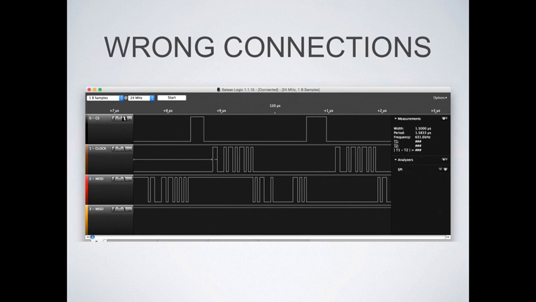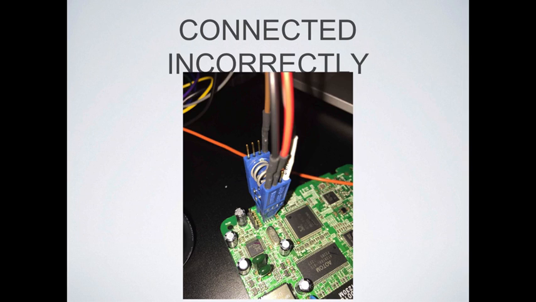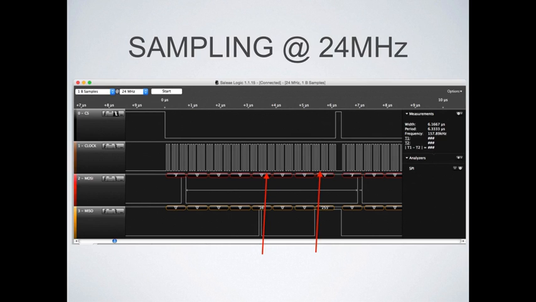It looks like I have the MISO on the clock, and the clock is not even attached. So I had to go back and attach the clock to the right pin and then try it again and sample at 24 megahertz. And I'm starting to see the same sort of problem I saw when I first hooked this up to the TI chip, when the SPI clock was clocking around 12 megahertz.